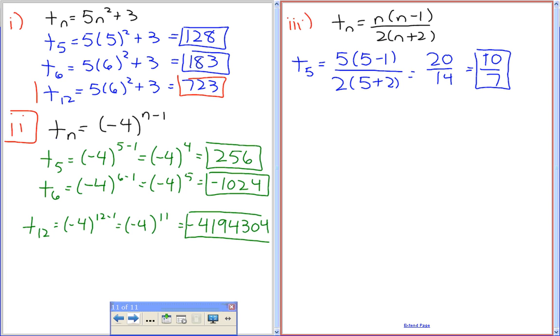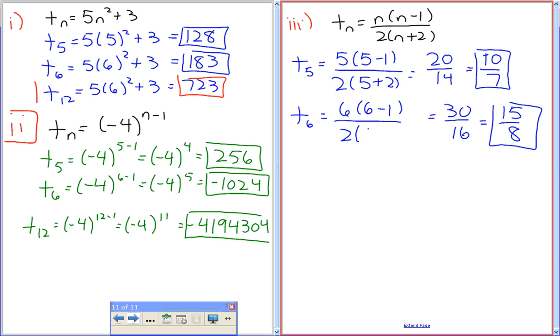Nate, back to you. Go ahead. T6 is equal to what? 30 over 16. I said you're half right. Yeah, so I call it 15 over 8. How he got that, I hope, was something like 6 times 6 minus 1 all over 2 times 6 plus 2. Okay, Amy, T7.